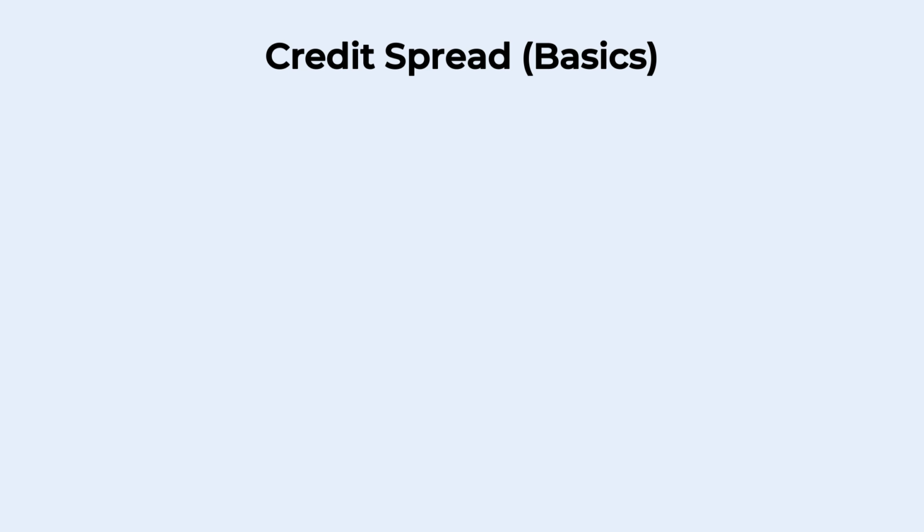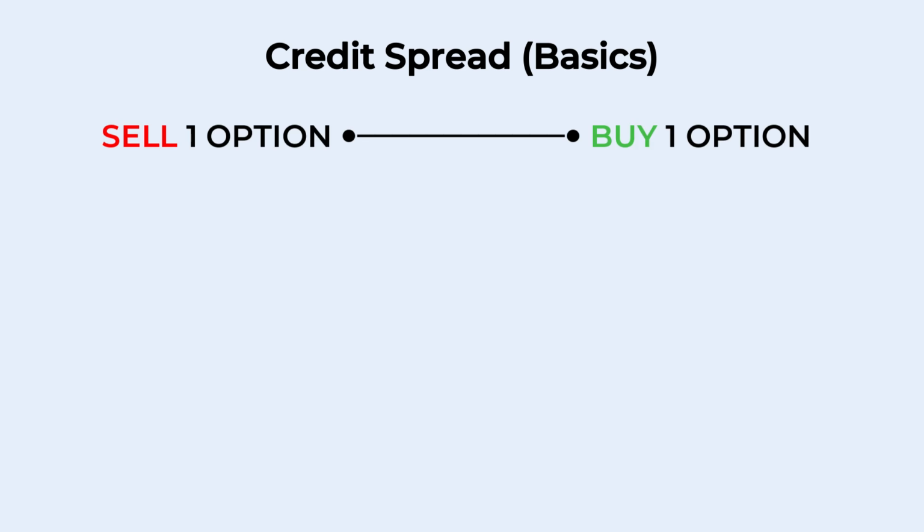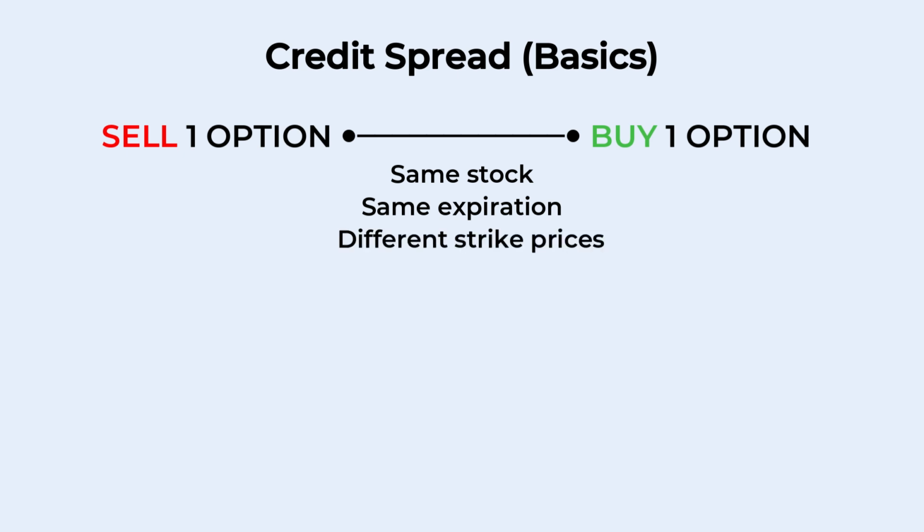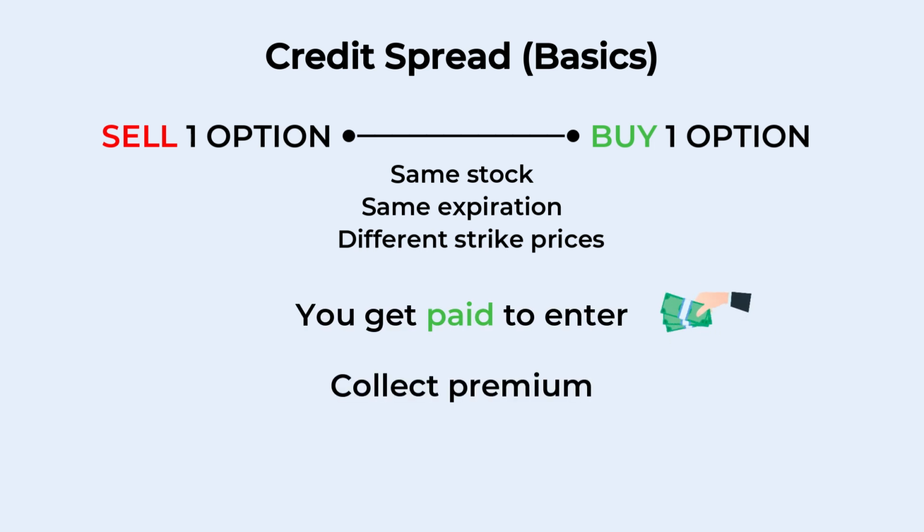Let's start with the basics, so we're all on the same page. A credit spread is an option strategy where you sell one option and buy another option on the same stock, with the same expiration date, but at different strike prices. It's called a credit spread because you receive money up front. You collect a premium when you enter the trade. And your goal is to keep as much of that premium as possible by the time the trade expires.